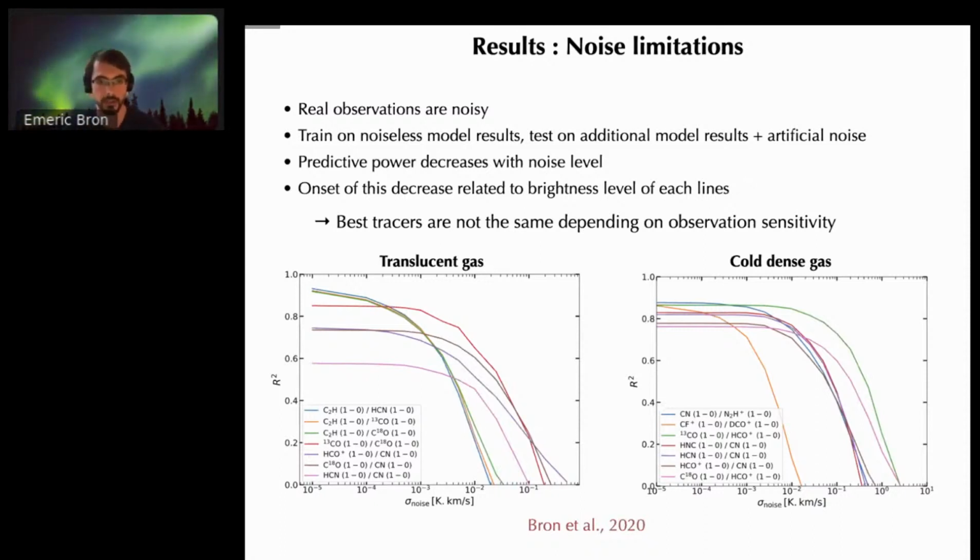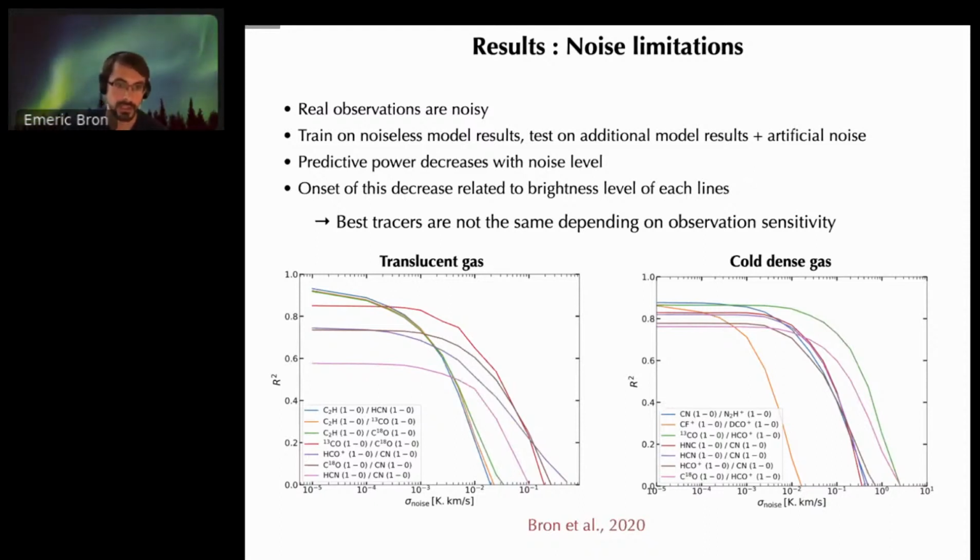So we studied how the quality of the prediction of the fit decreases when we increase the level of noise by artificially adding noise to our synthetic observations, and this way we could see that some of the tracers that were not among the best could, at high noise levels, become the best tracers.